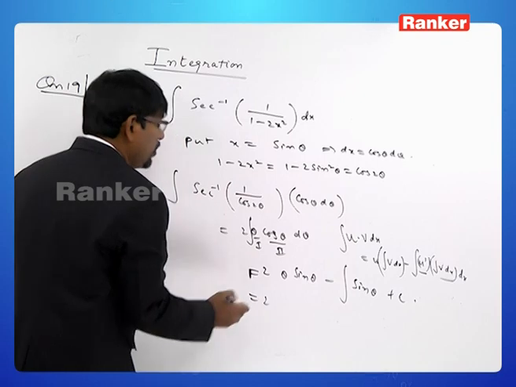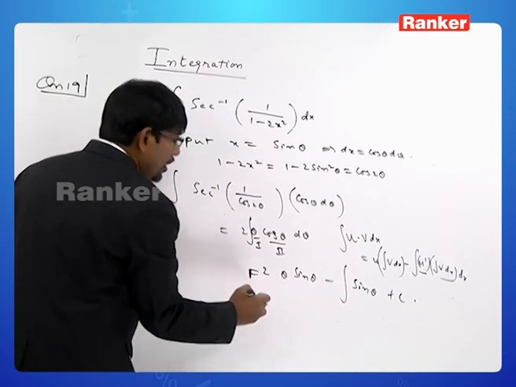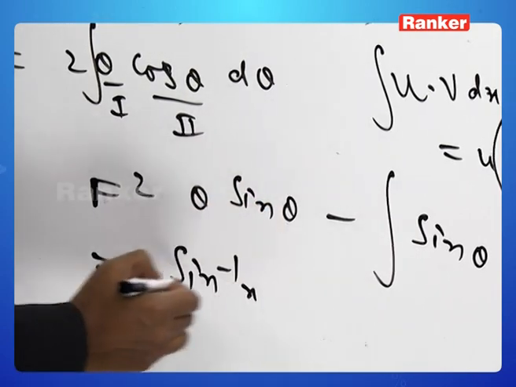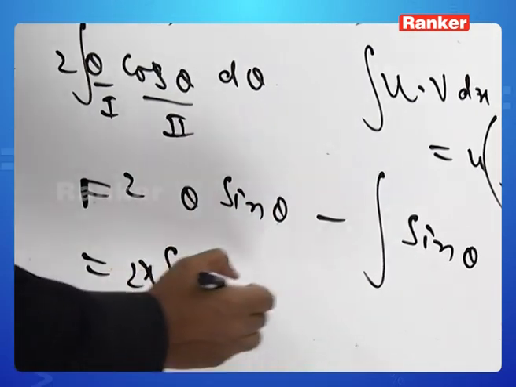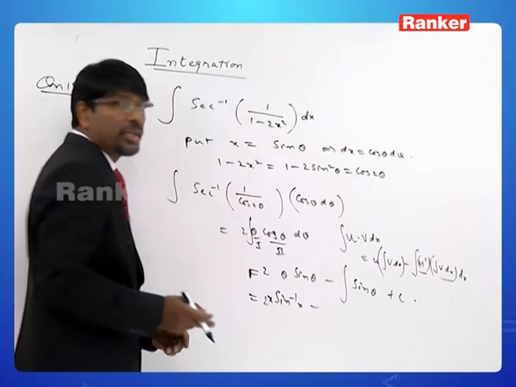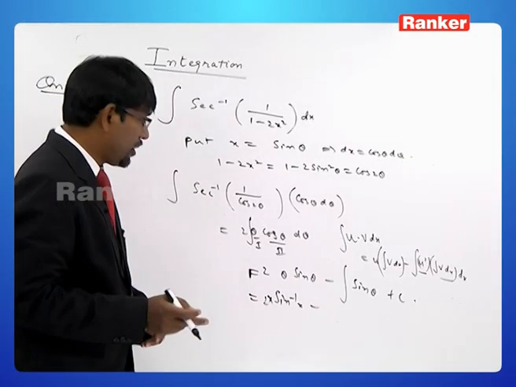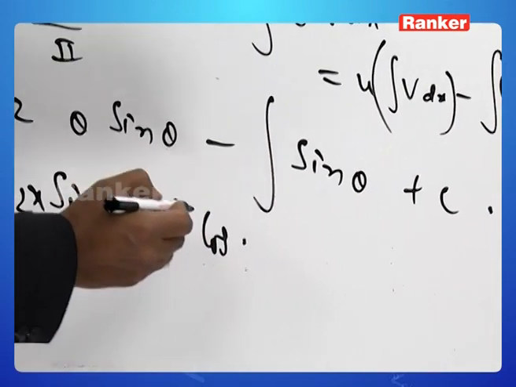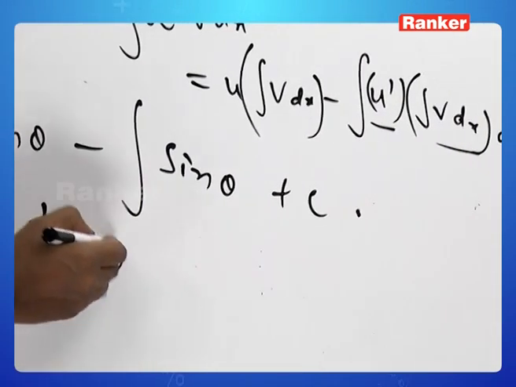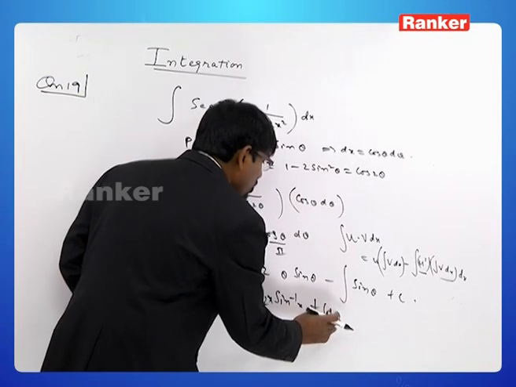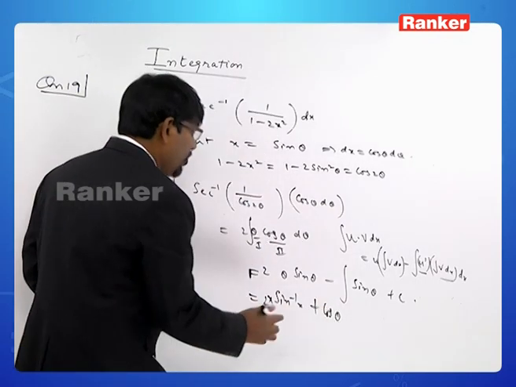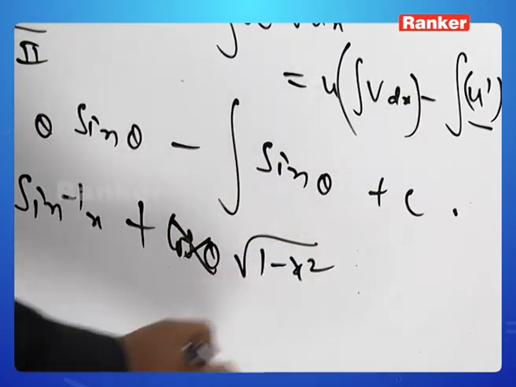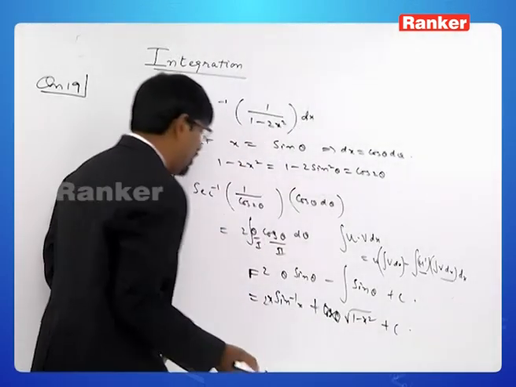But that is 2 into, what is theta? Get back. Theta is nothing but sine inverse x. Sine theta is x, so 2x sine inverse x, minus the integral of sine theta, which is minus cos theta. Therefore minus of minus will make it plus cos theta, and cos theta, we get back, is root 1 minus x square. So instead of cos theta I am going to write root 1 minus x square plus c.